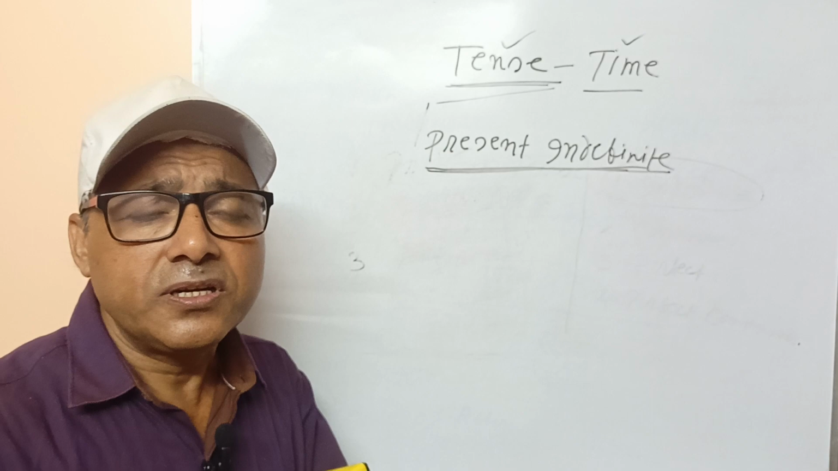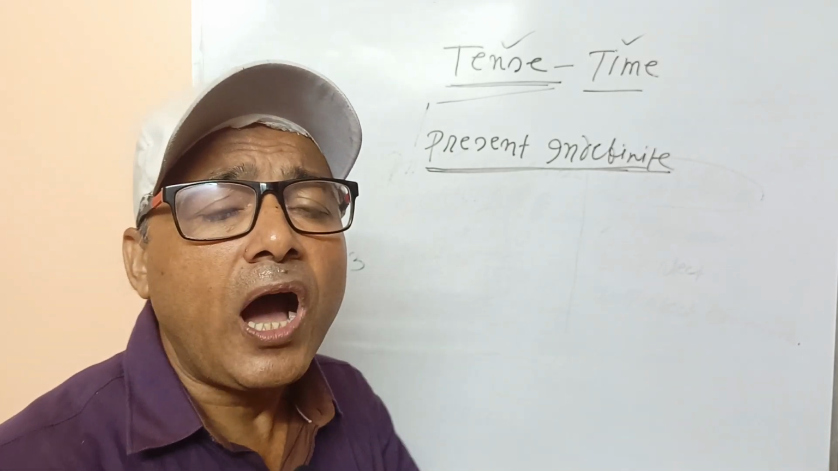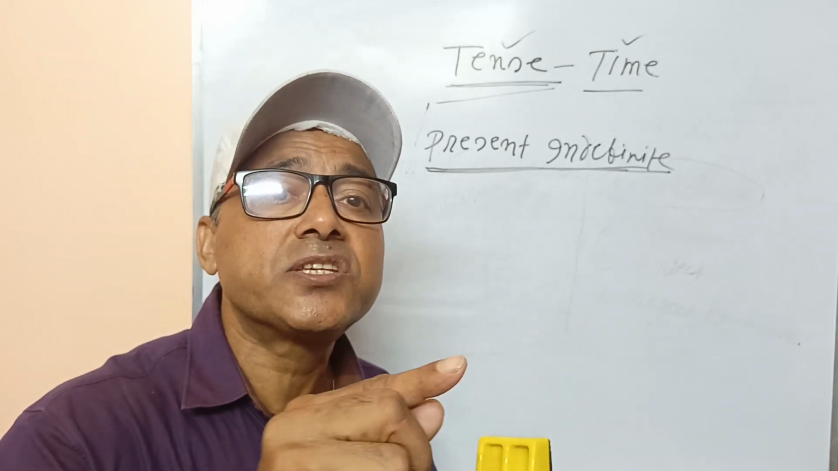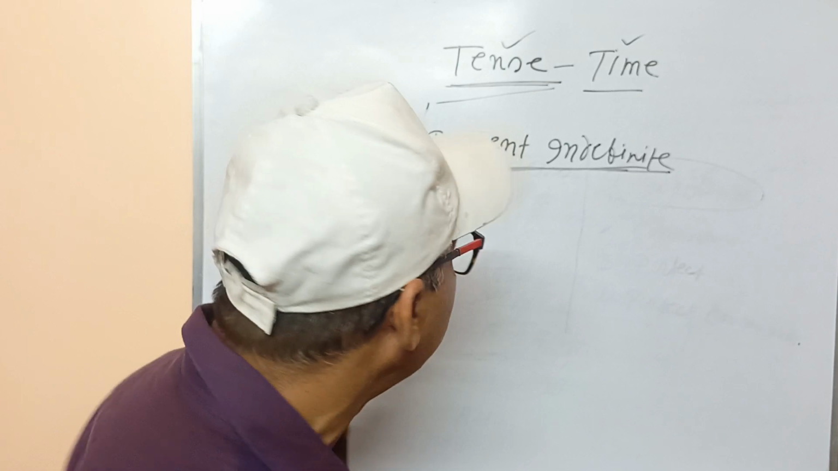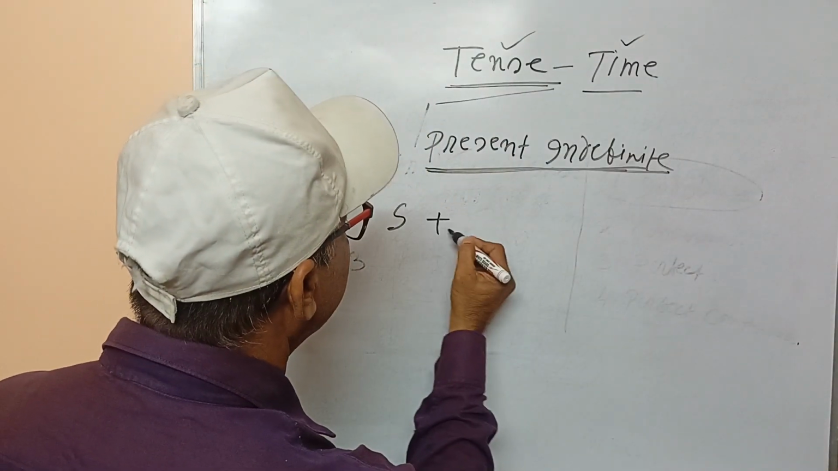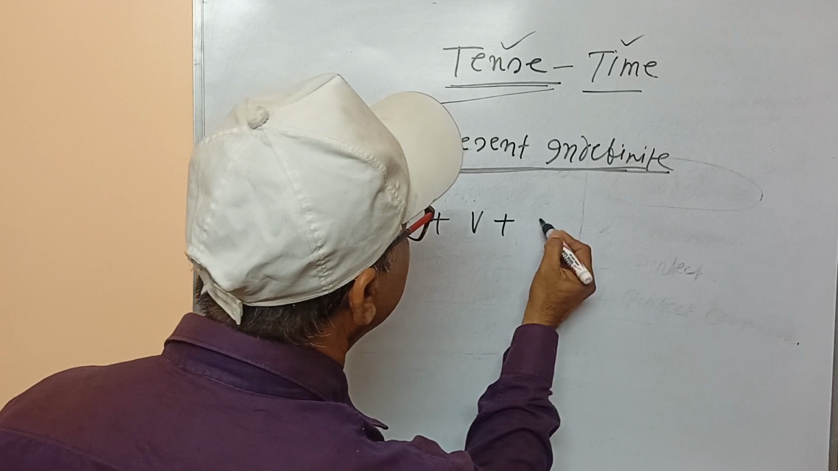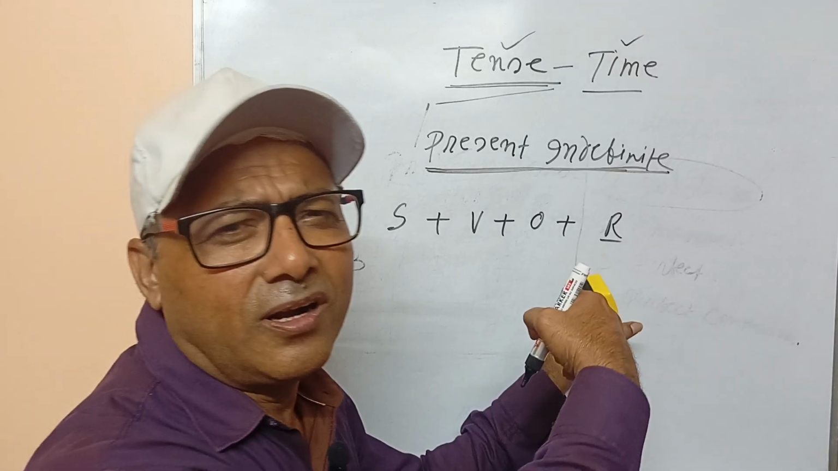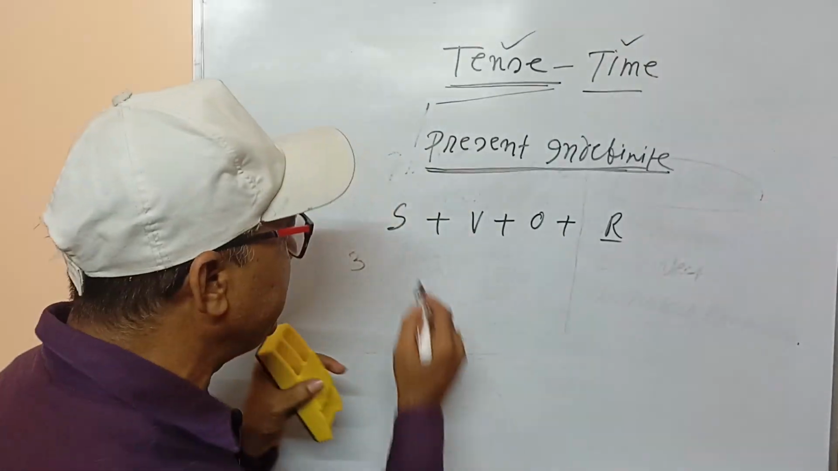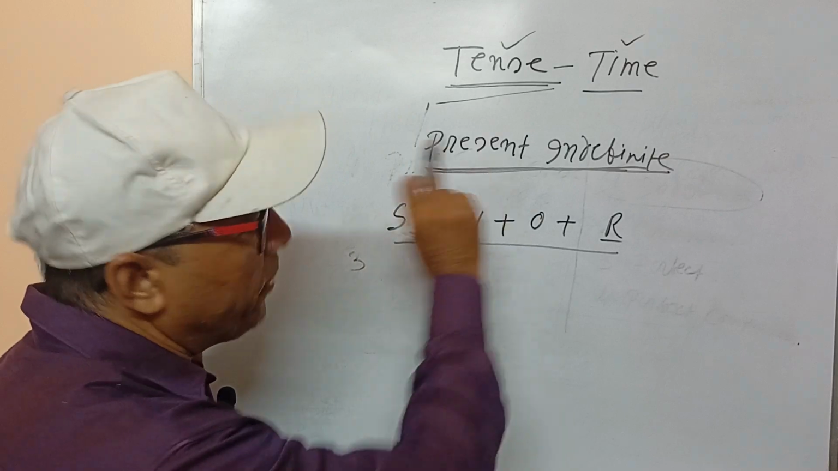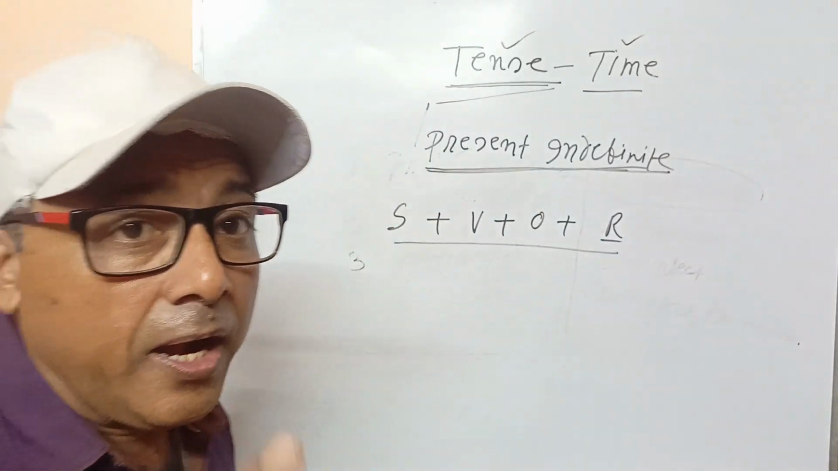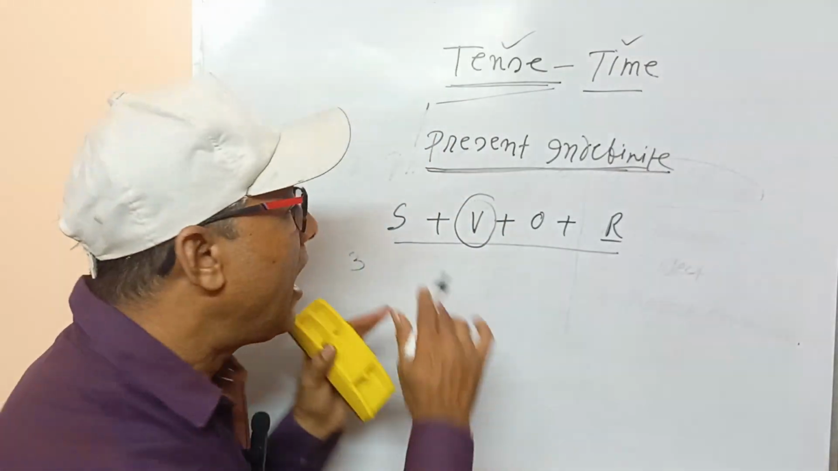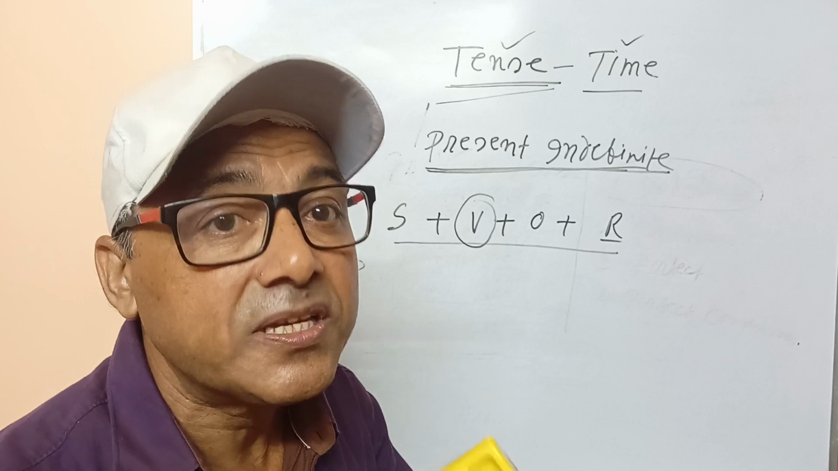In our earlier class, you can remember I showed you how to create the sentences and a formula for how the sentences will be created. What was the formula? Subject, then verb, then object, then remaining or complement or other parts of the sentence. So, present indefinite, what will be the rule? I will change only this portion and all other parts will be the same.